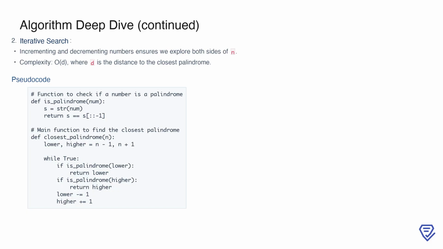First, we define a function to check for palindromes by comparing a string to its reverse. Then, in the main function, we initialize lower and higher to n-1 and n+1 respectively. We use a loop to decrement lower and increment higher until we find a palindrome. As soon as we encounter one, we return it. This ensures that the algorithm always finds the closest palindrome in an orderly fashion.